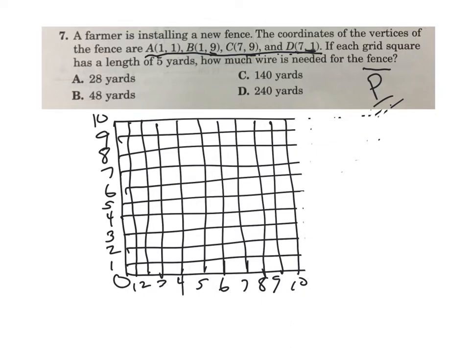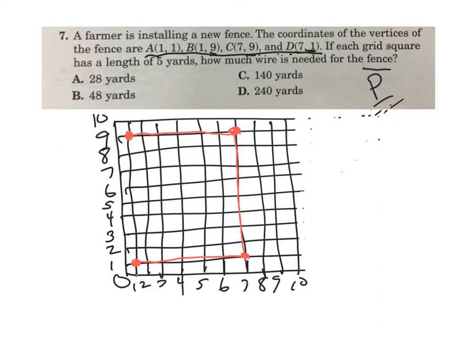Okay, now let's go back to putting things on the grid. I'm going to do it in red. A is 1 and 1. So I go over to 1 and up to 1. So there's A. And then B is 1 and then up 9, all the way up here. C is 7, over to 7, up 9 right there. And then D is 7 and 1. Go over to 7, up 1. Okay, now I'm going to draw a little line here, connect the dots.